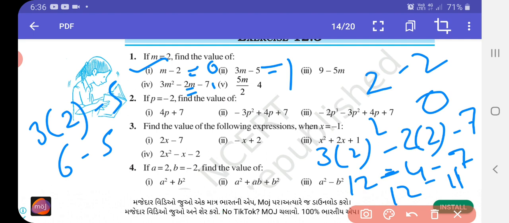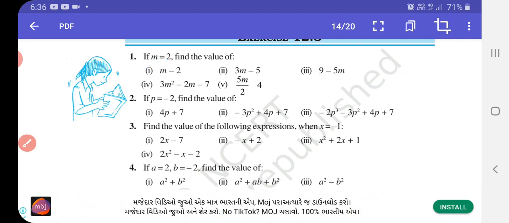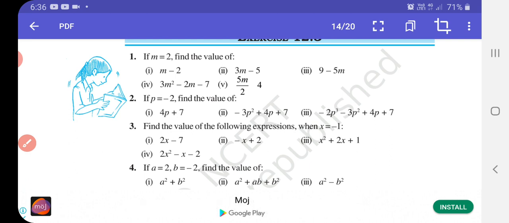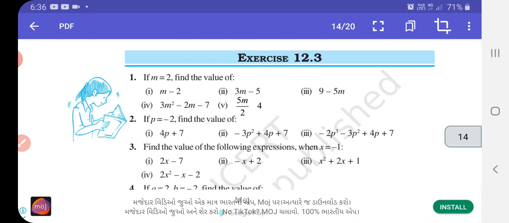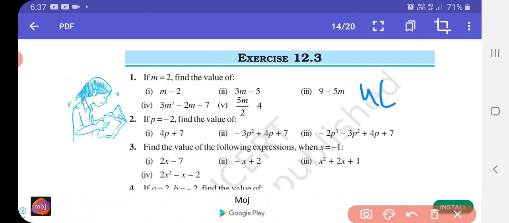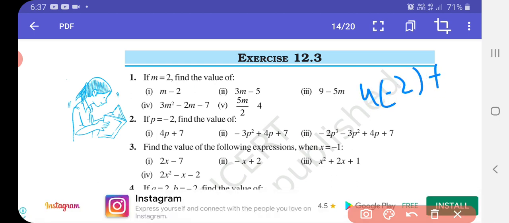What about question number 2? See the question number 2. For p is equal to minus 2, wherever you see p, what do you have to put there? Minus 2. So let's take 4 into minus 2 plus 7. So it becomes minus 8 plus 7. So it becomes minus 1. This type you have to solve question number 2.